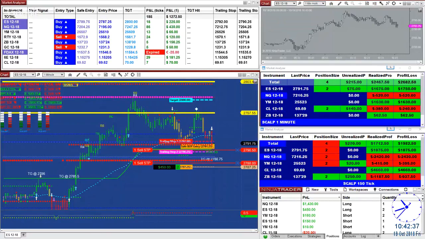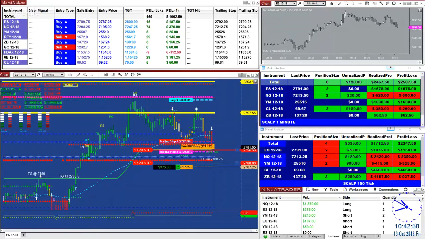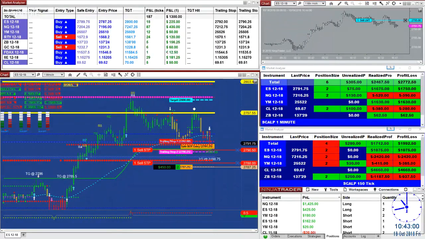Twenty-three ticks. Lovely, sir. Thank you. Tony started early and he left. He said he's been getting his butt kicked on a Friday. So he got $270, and then he said he's closing his computer and running out of the door. Good way to do it. Yeah.